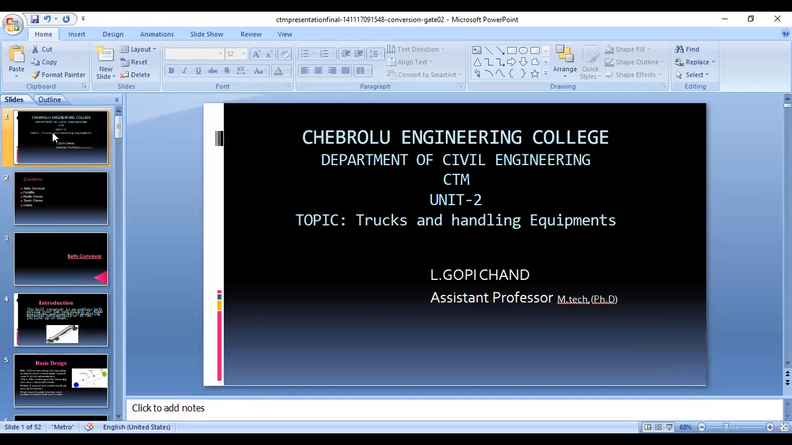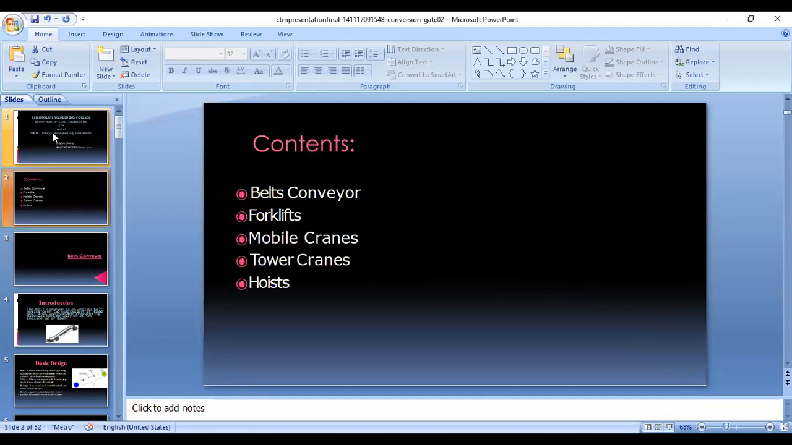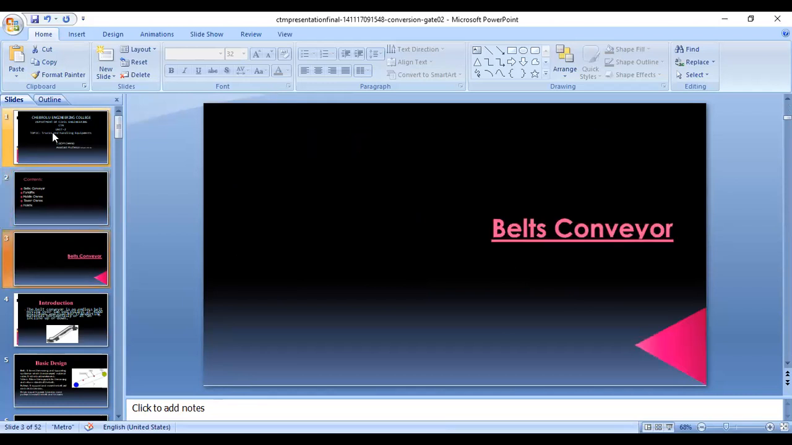In this lecture, we are going to discuss trucks and material handling equipment. Here we have different types of equipment which are used in construction sites. Those are belt conveyors, forklifts, mobile cranes, tower cranes, and hoists.